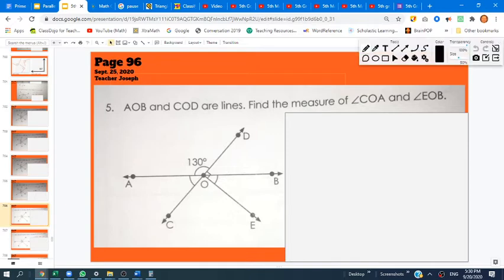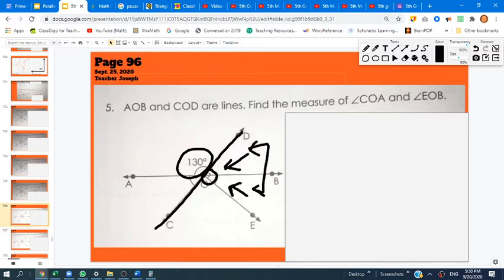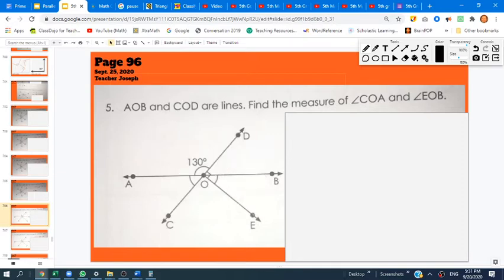Here we have an angle measurement that tells us it's already 130. We also know that this angle and this angle are going to equal 90 degrees because you can see that square right there, okay? Now, since this and this equal 90, and we already know that CD is a line, it says COD is a line, okay? We know that this angle plus this angle plus this angle are going to give us 180. So let's try to figure that out, okay?